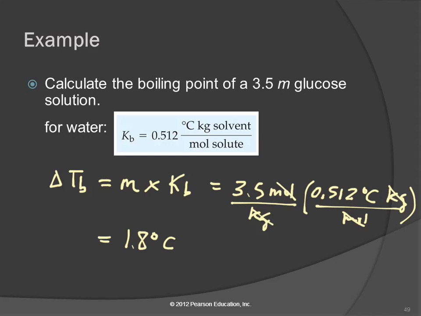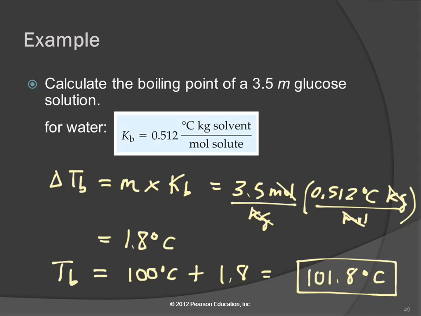What's the regular boiling point for water? 100, right? 100 degrees Celsius plus 1.8. So the new boiling point is 101.8 degrees Celsius. For purposes of significant figures, the boiling point and freezing point of the water could be thought of as being exact numbers because the Celsius scale is defined by them. So the 100 and the 0, think of those as being exact numbers. Any questions?